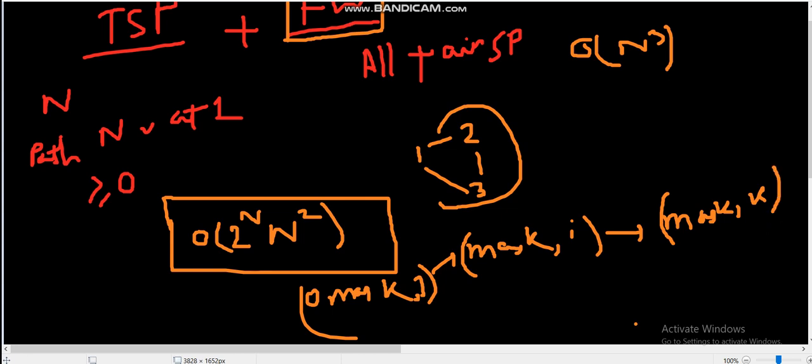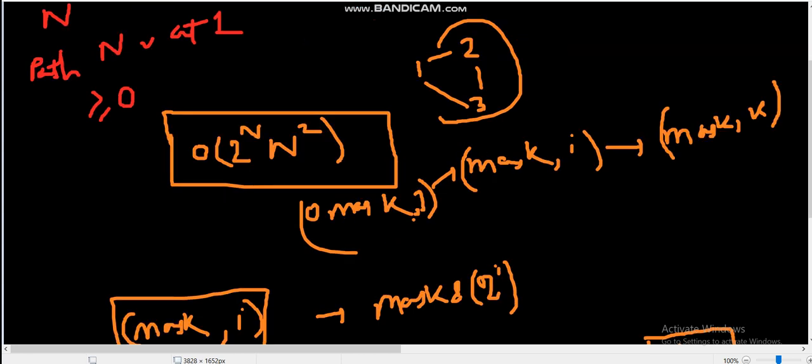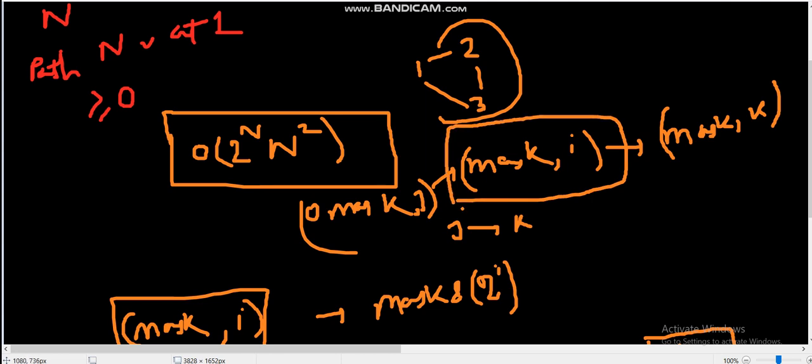Now there is an observation that instead of going from j to I and I to k, we directly go from j to k, because our Floyd-Warshall algorithm guarantees that if we directly go from j to k, we'll have the minimum cost. We can directly go from j to k with minimum cost. So why are we taking this edge, mask comma I? We can directly go from j to k, right?